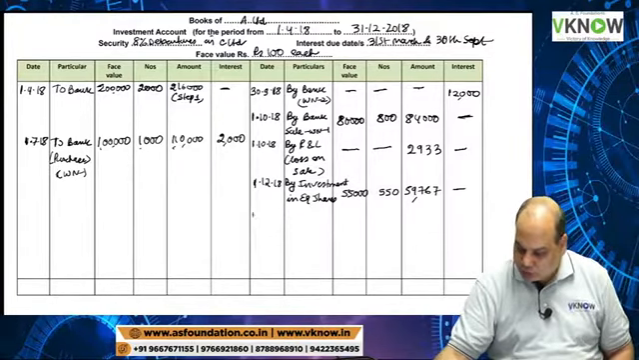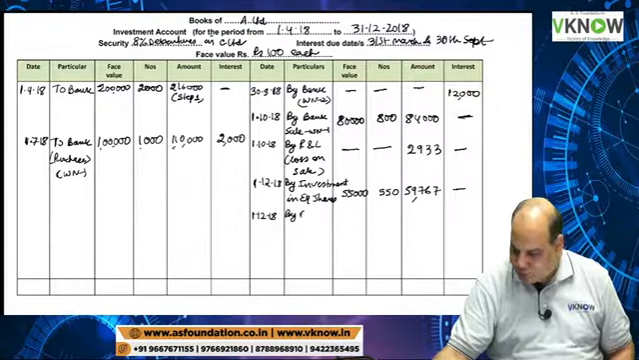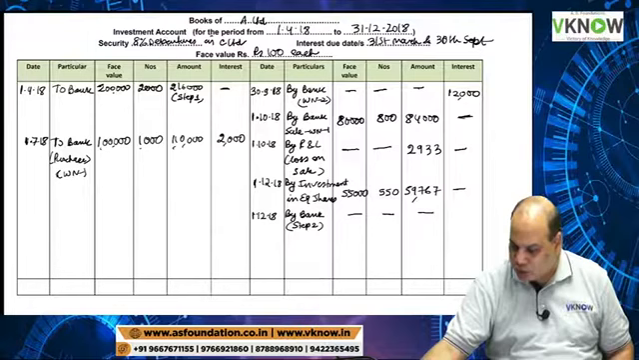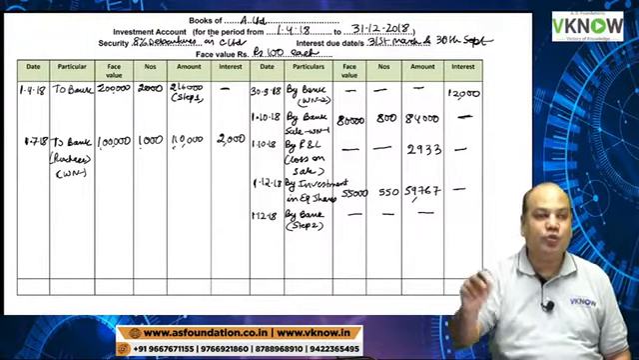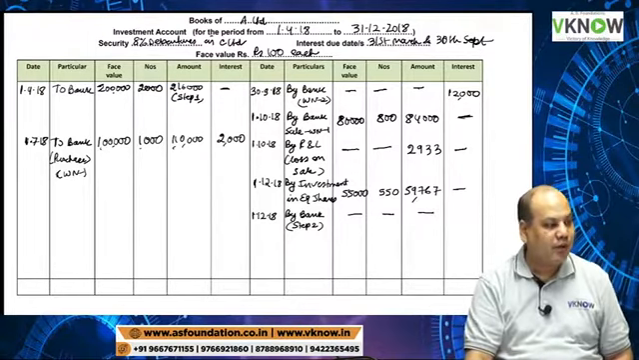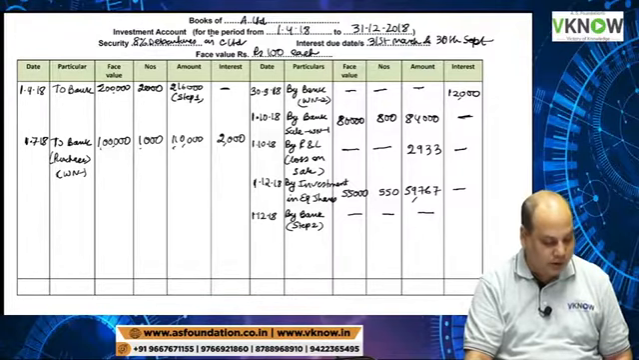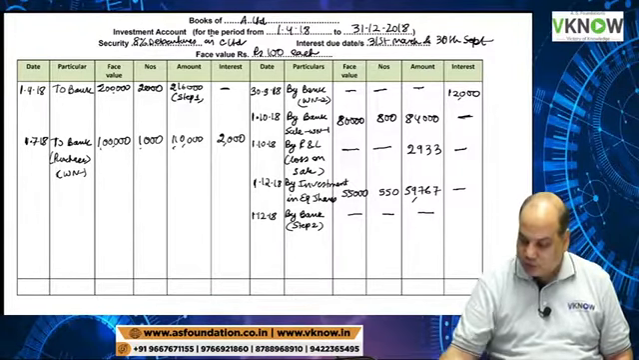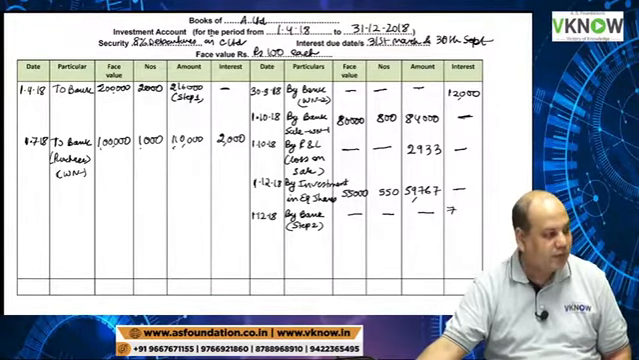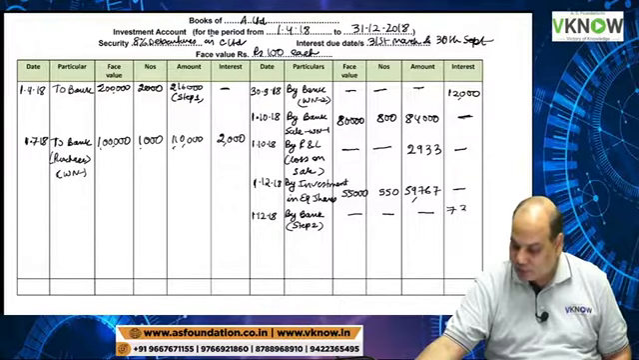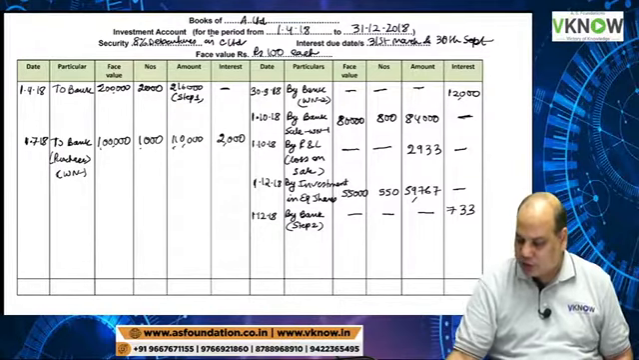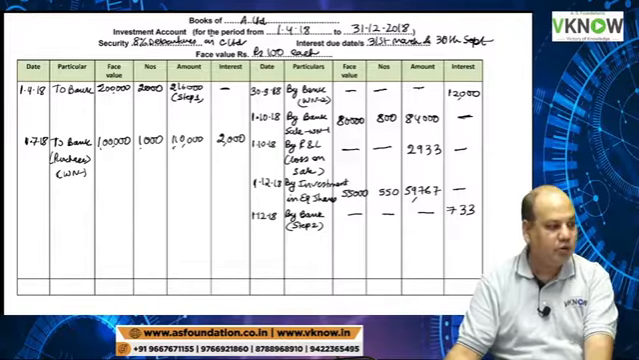And on 1/12/18, by bank also you will write. Step 2. Interest received on converted debenture. Go to step 2. 733 is right. Madhu is right. Step number 2, interest received on converted debenture is 733.